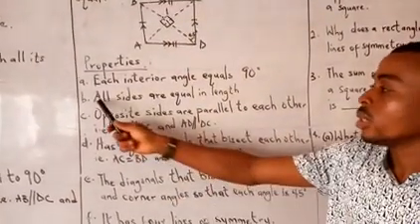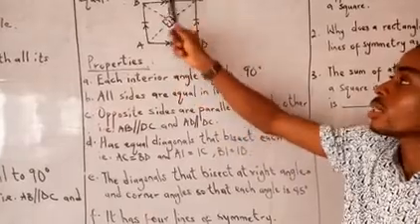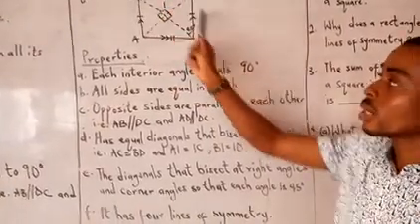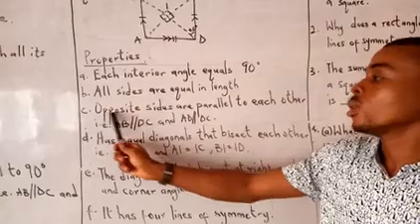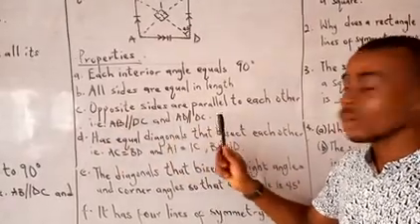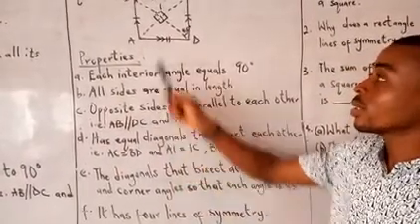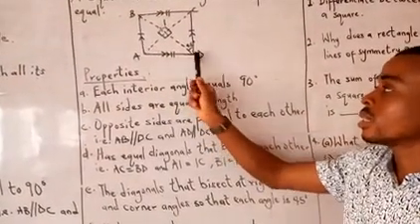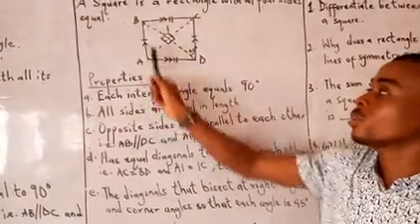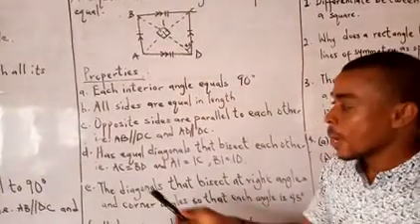B, all sides are equal in length. So each of these sides, if one of them is 5 cm, then the rest of them are also 5 cm each. C, opposite sides are parallel to each other. That means side BC is parallel to side AD. Also, side AB is parallel to side CD because they are opposite sides.